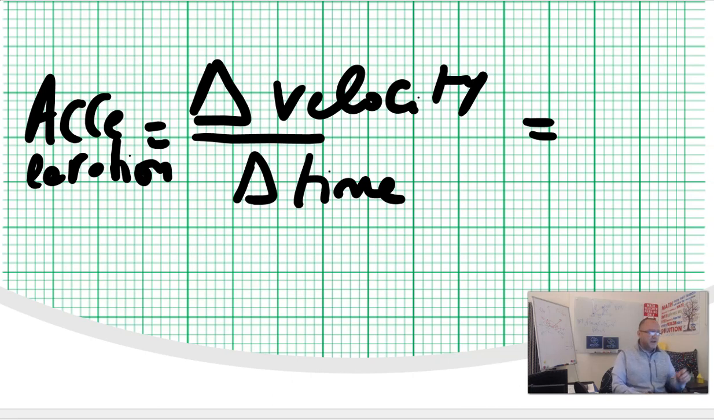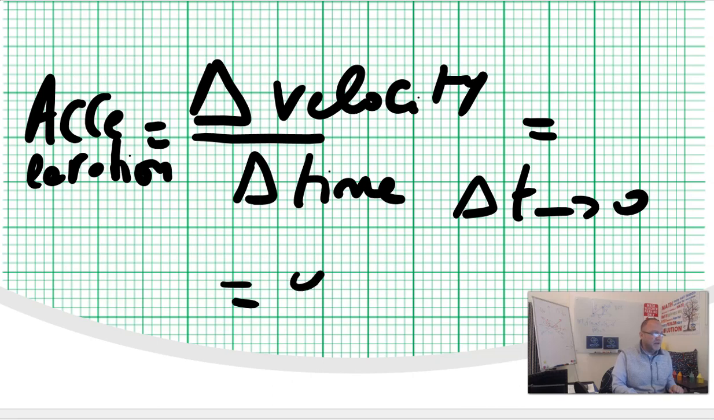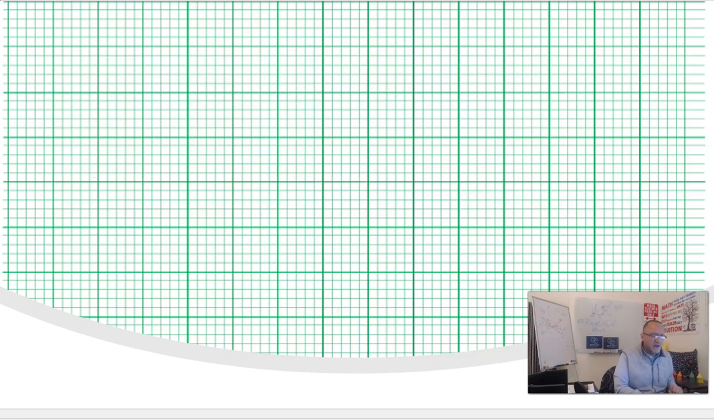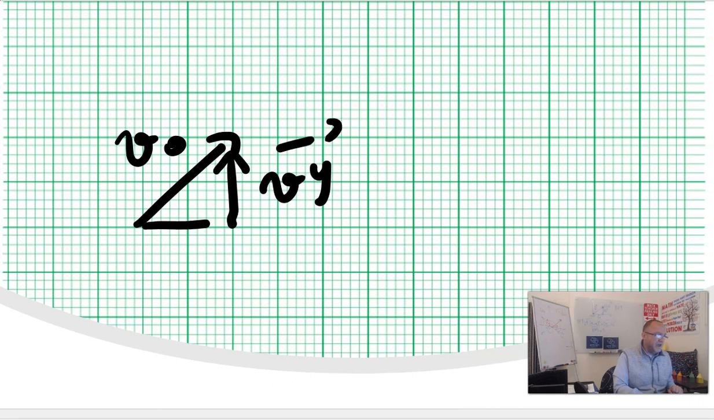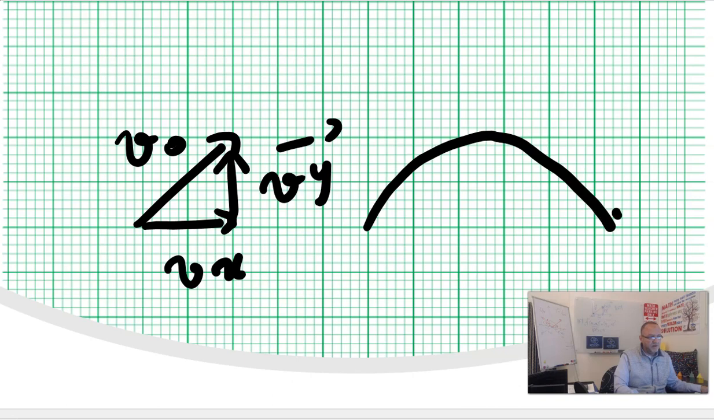So basically, instead of saying rate of change in velocity divided by rate of change in time, the time is very, very short, so delta t goes to zero. So here I can use dv divided by dt. If I'm starting with an initial velocity v zero, I can break it up into a vy and a vx like this. If it's going in a projectile like this, let's say it's a basketball, your V0 goes like this. And now here, this is your velocity, and you can break it up into Vx and Vy.